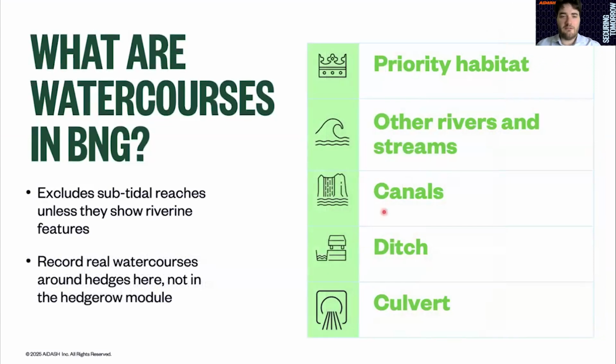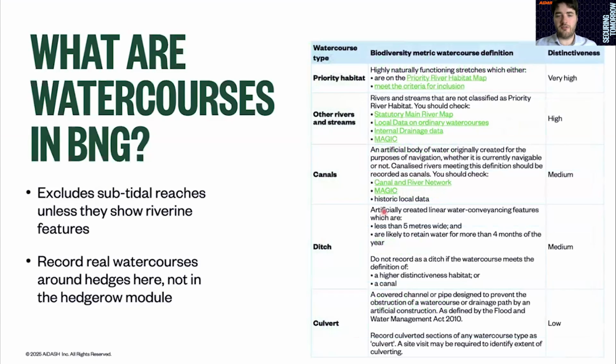So we have 5 different watercourses that we can map in BNG that are different distinctiveness values, which means they have different environmental conservation value. From high to low, those are the priority habitat rivers and streams, the other rivers and streams, canals, ditches, and culverts. And the RCA, the River Condition Assessment, only applies to the top 3 of those habitats. So priority rivers, other rivers and streams, and canals all have RCA work done on them, and ditches and culverts don't. You'll know from the metric that this is the table where those are laid out.